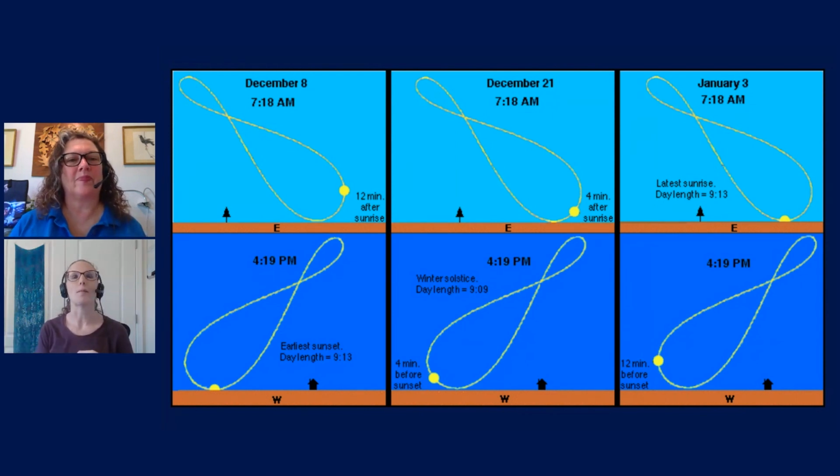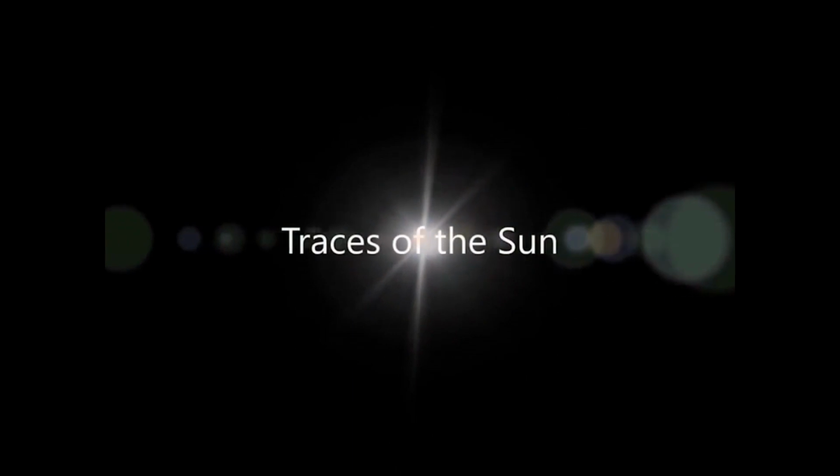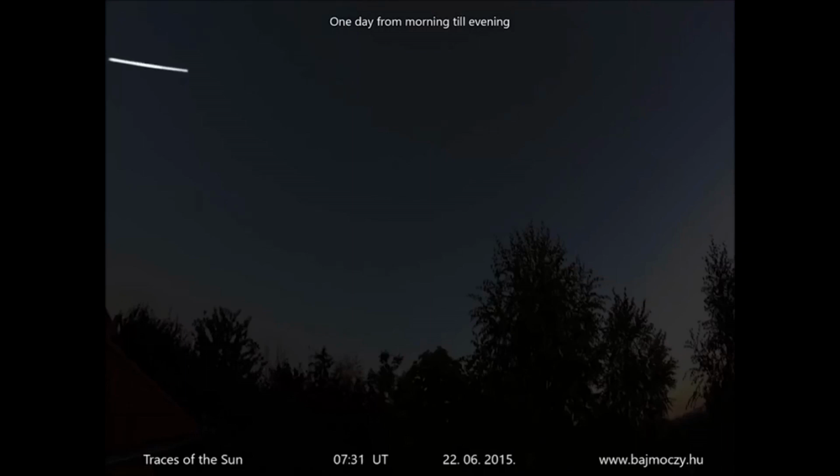So tracking how it changes at the same time and its height in the sky over the course of a year, we have a really beautiful video that compresses a whole year into a few seconds. But it shows the effect for us on Earth. I've talked about the tilt and stuff. This is Traces of the Sun by a photographer in Hungary. And he took photos of the sun every day.